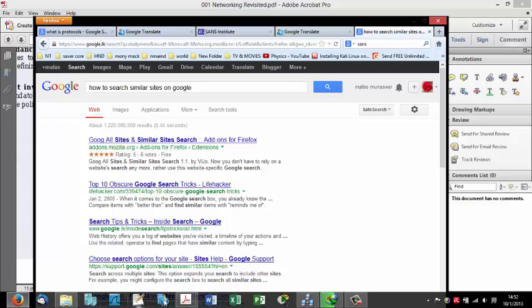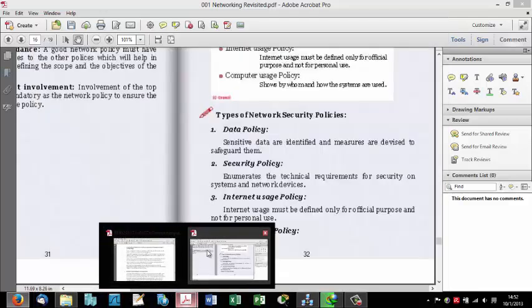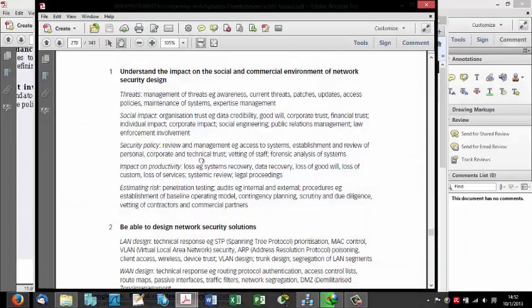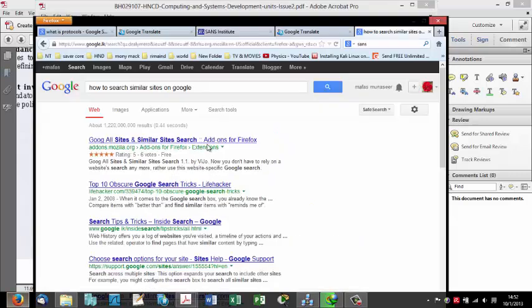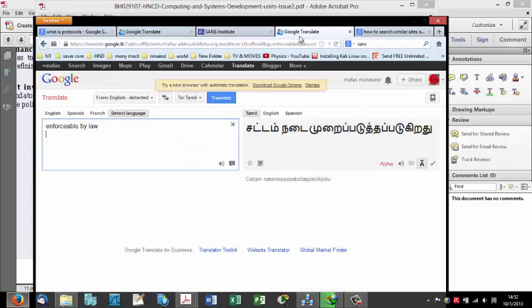Okay? So, penetration testing, audits, internal and external, procedures, establishment of baseline operation model, contingency plans, scrutiny and due diligence, vetting of contractors and commercial partners. First thing is a penetration test. Everybody knows what a penetration test is? We have broadly 3 types of penetration tests. The first one is known to be as the black box penetrate.